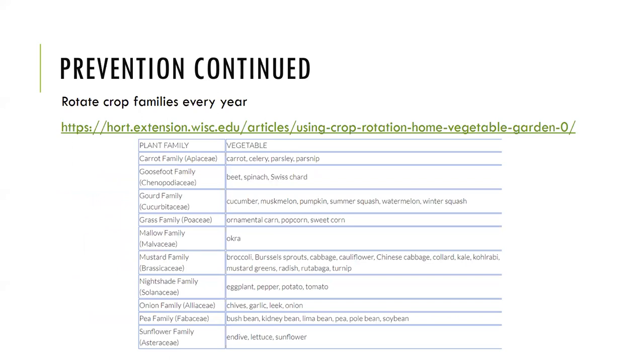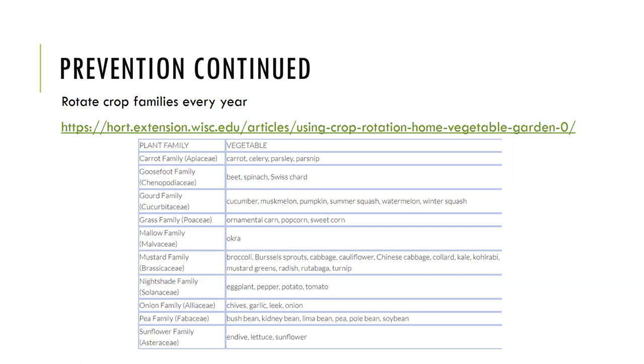Prevention continued. Last but not least, rotate your garden every year if you can. I cannot emphasize this enough. This is part of that cultural care. Disease and insect problems tend to impact in plant families. So if things are overwintering in that garden, even if you clean up your debris, you don't want the same plant family in that area waiting to be attacked again.